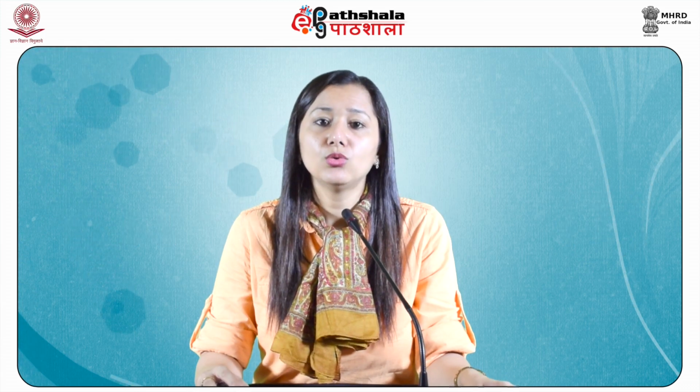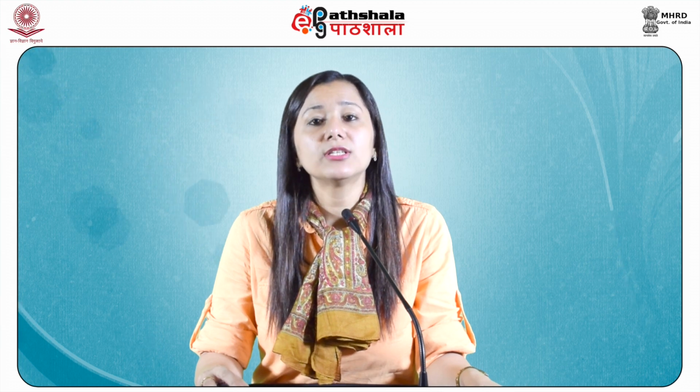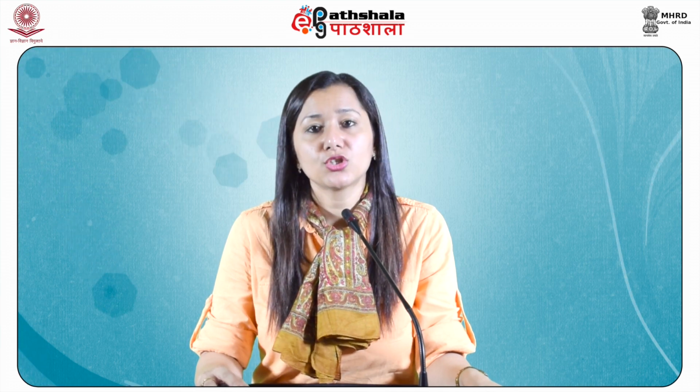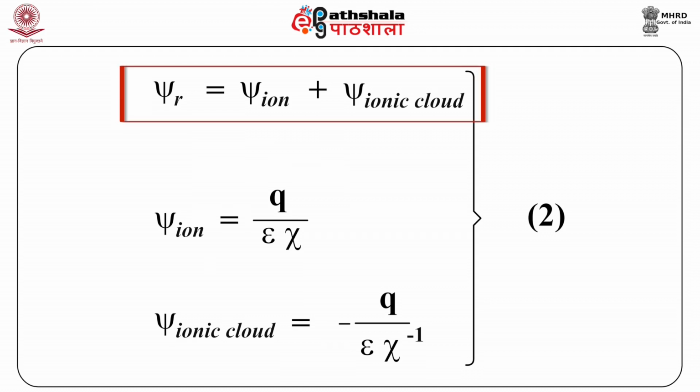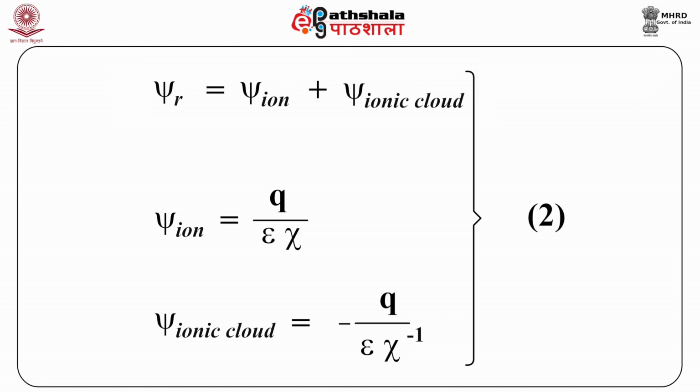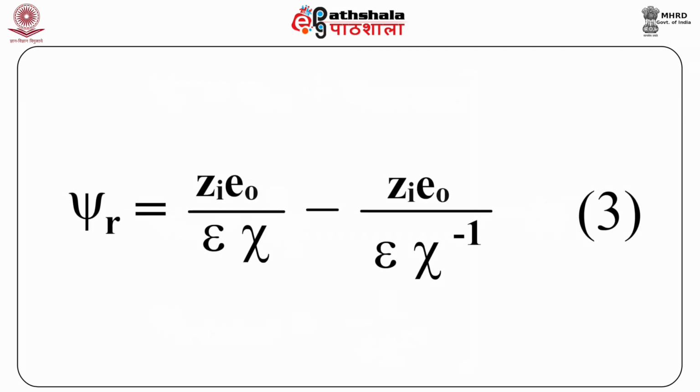In the previous module, we have learned that the potential psi r at the distance r from the reference ion is given by the law of superposition of potential. Thus, the potential at a distance r from the central ion, psi r, is the sum of the potential due to the central ion and that due to the ionic cloud. That is, we can have this in the form of equation 2 as, therefore, we can write equation 3 as.